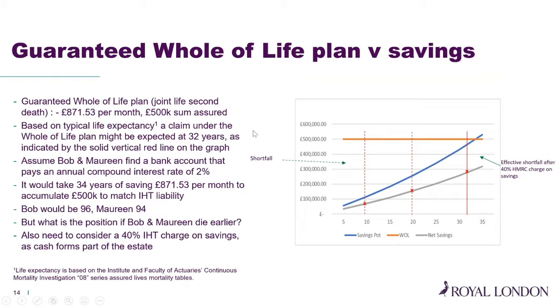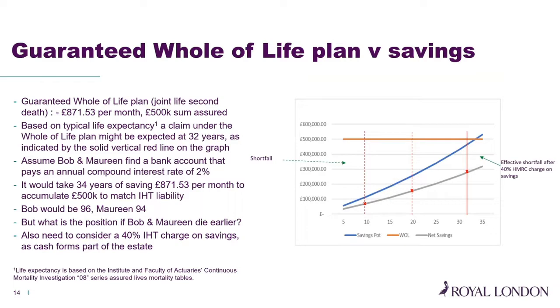Now, based on the insured population, we would expect a claim under the whole life policy, so the death of the second of Bob and Maureen at 32 years, which is represented by this vertical red line here. So how long would it take Bob and Maureen to save £500,000?